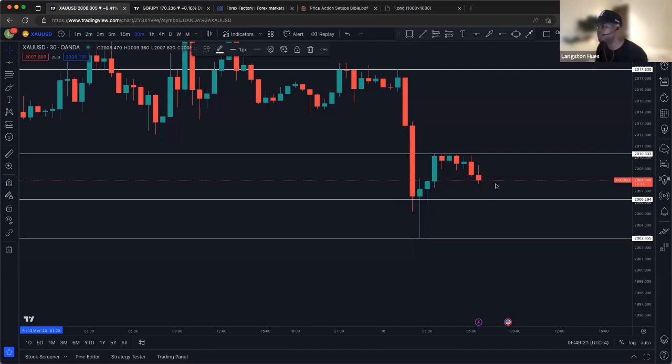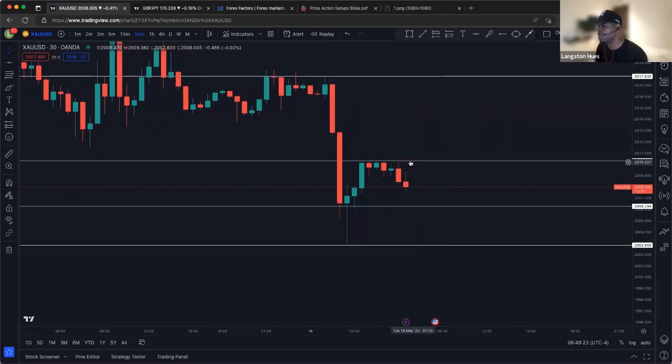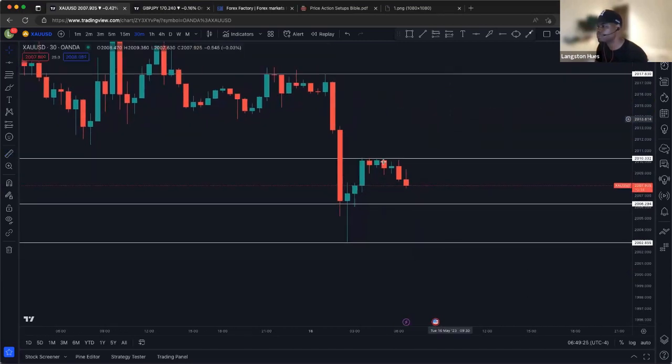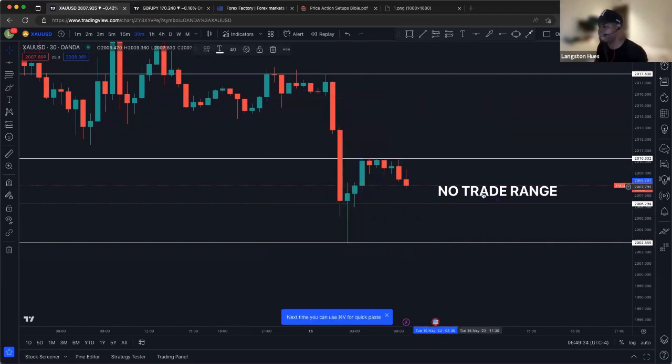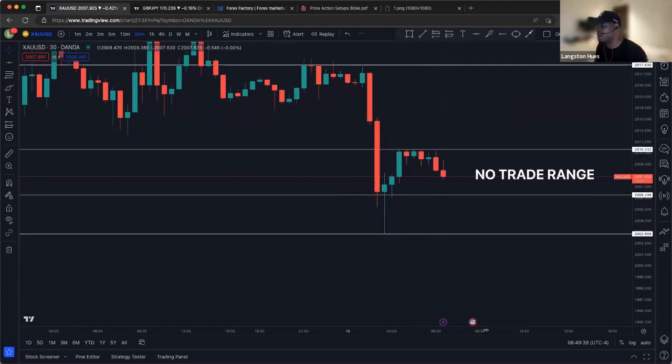So sells below here and potential buys above here. And this range right here is a no trade range. There's a potential of trades inside of this range, but that hasn't set up yet. What that would look like is if we can get a support formed right here, and what that would look like is something like this as well.